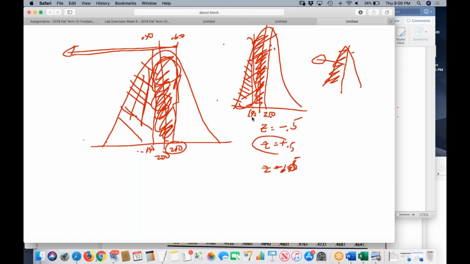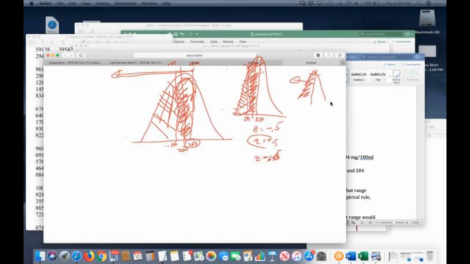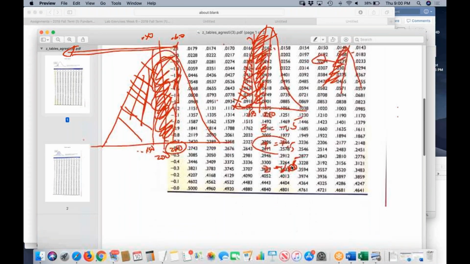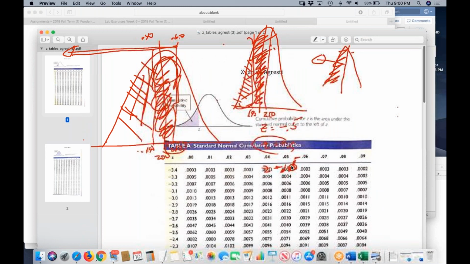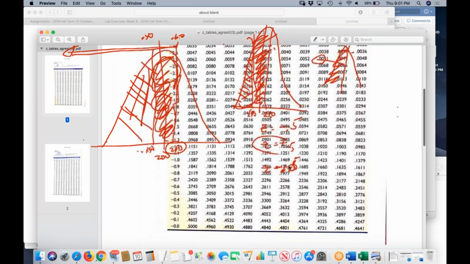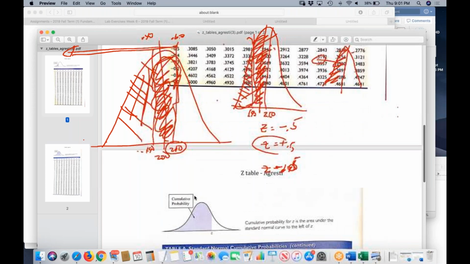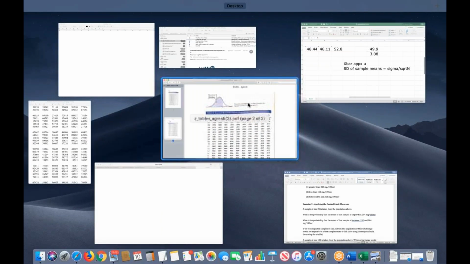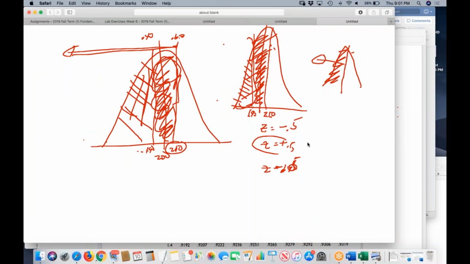Let me actually do the numbers. Let me go to the table. Negative 0.05 is 0.3085. I'm going to call that 31%. And positive 0.05 is 69%. So if I go back to my chart here, let me clear this.